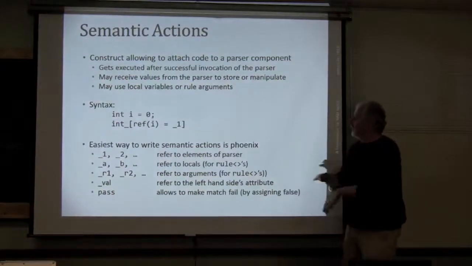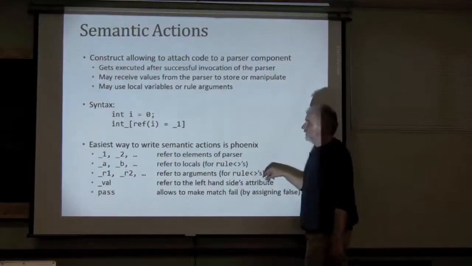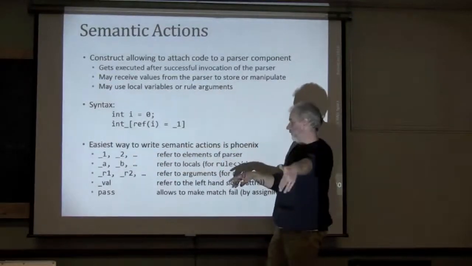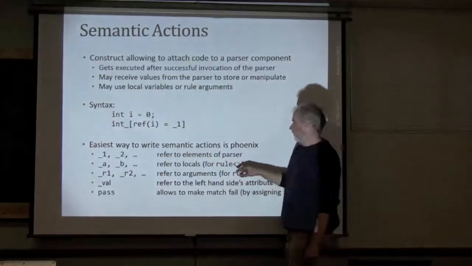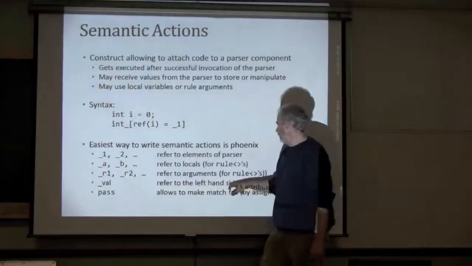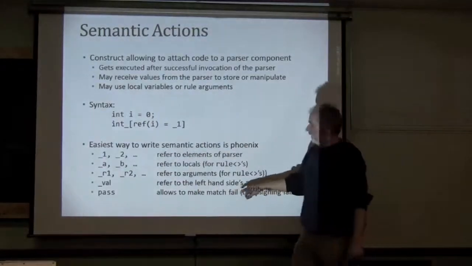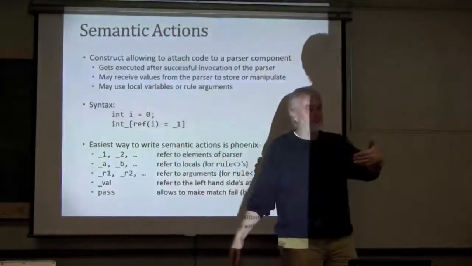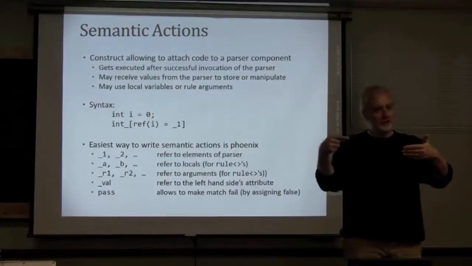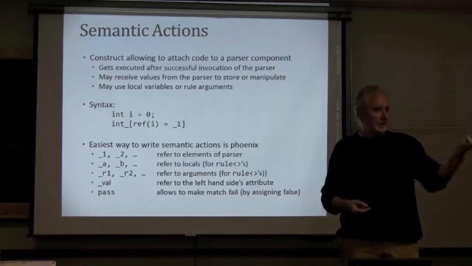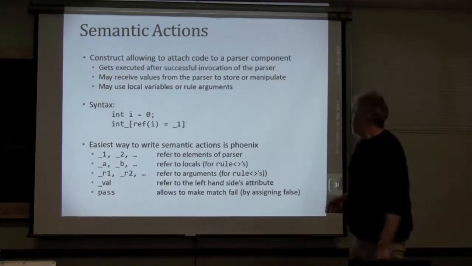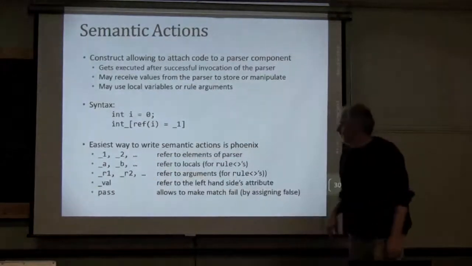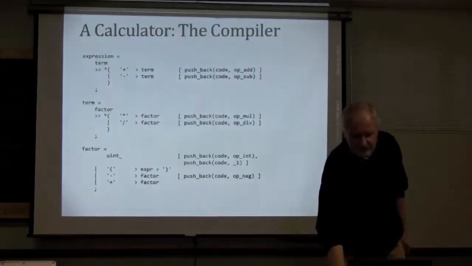A word about semantic actions. We already touched on that. Underscore 1 and 2 refer to the elements of the thing it's attached to. Underscore val refers to the left-hand side. The placeholder underscore pass is a special placeholder you can use to make a parse fail in retrospect. So if you assign false to it, then the whole parse will fail. R1, R2 and underscore a, I won't touch on that. We will see examples later.